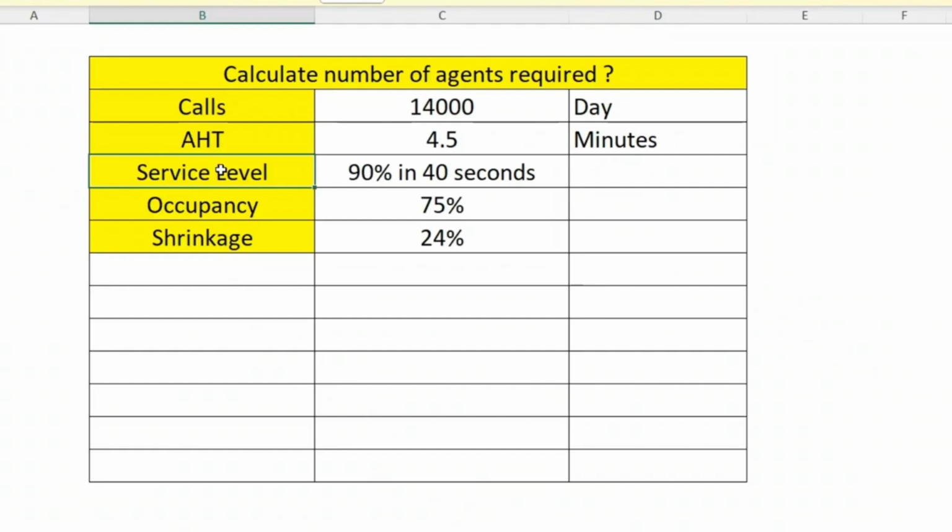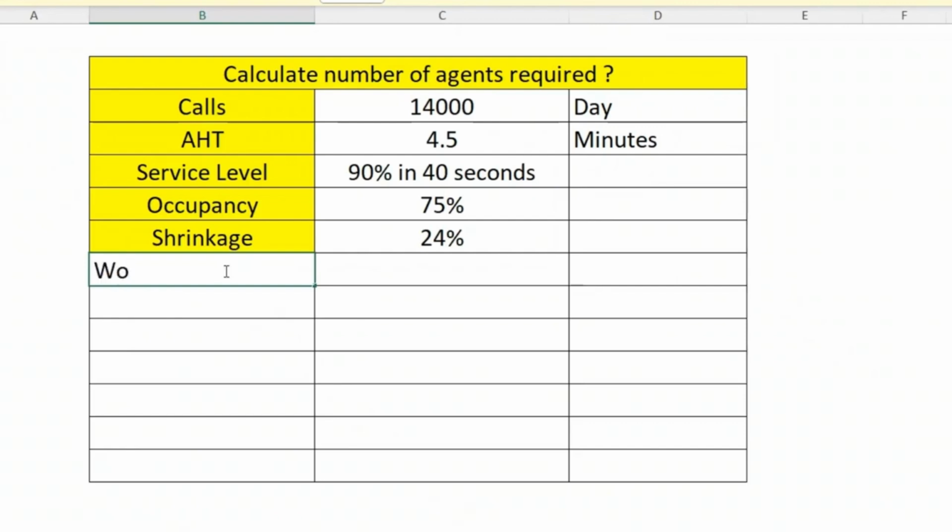It means that 90% of calls should be answered in 40 seconds to get to 90% of service level. Occupancy, we have taken 75%, and we know occupancy is total productive time divided by total scheduled time. And after that, we have taken shrinkage 24%. We cannot expect all the agents to be occupied 100%, so we have to factor in some shrinkage percentage. So we have taken 24% shrinkage. And on the basis of these components, we have to calculate how many number of agents we need to have in a day to handle 14,000 calls with average handle time of 4.5 minutes.